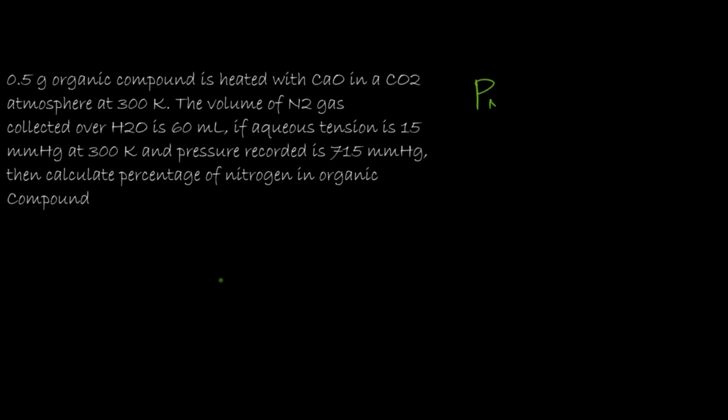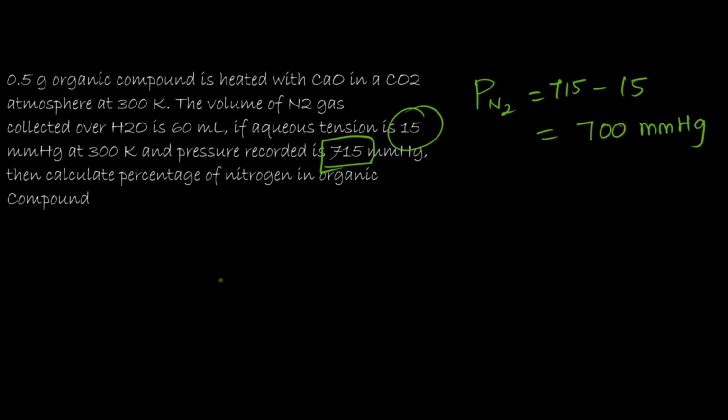The pressure of nitrogen comes out to be, the recorded pressure is 715, and the aqueous tension is 15 mm of Hg, both in the same units. So the pressure comes out to be 700 mm Hg. If you want to convert it to ATM, just divide it by 760. Let's check whether we need the other values in ATM or not. Let's stick with mmHg for now.